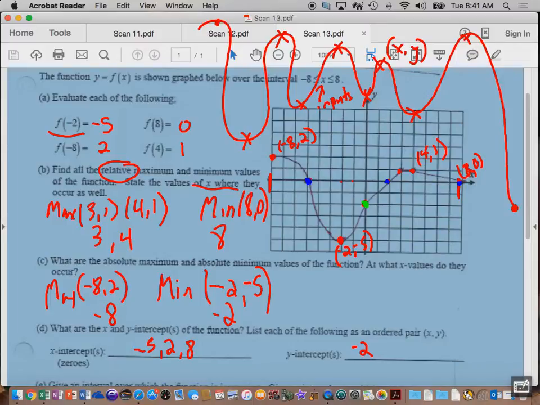Yes? Wait, what was it? How do you find the absolute maximum? Absolute max is the super highest point on the whole graph. The absolute min is the super lowest point on the whole graph. Any relative max or mins are turning points that are in between the highest max and the lowest min. I thought they meant like absolute value. No, definitely not absolute value.